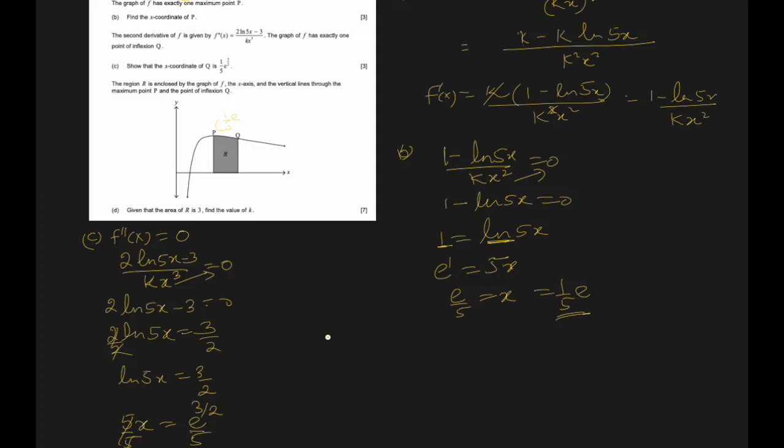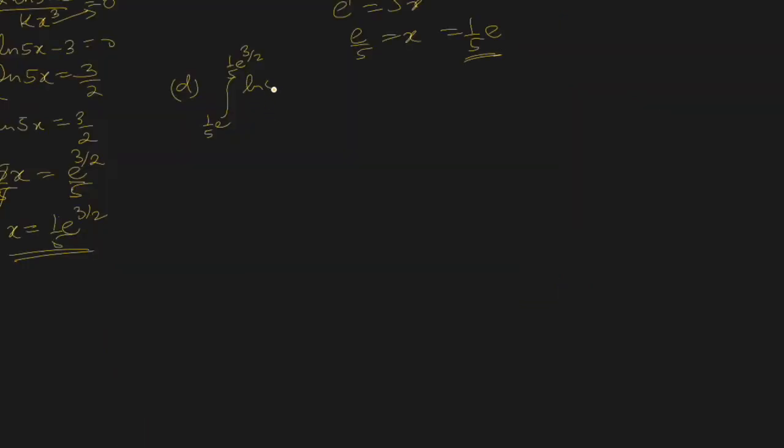All right. So to find the area under a curve from two starting and ending points P and Q, the x coordinate here is 1 over 5e. We already know the x coordinate here is 1 over 5 e to the power 3 over 2, right? So for D part, we'll have to find the area under the curve from 1 over 5e to 1 over 5 e to the power 3 over 2. Okay, so let me not look at the limits right now, and this k also.